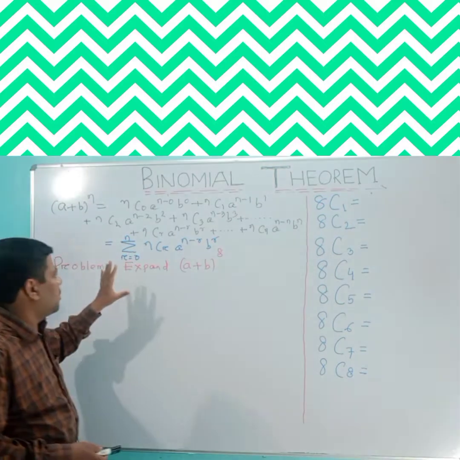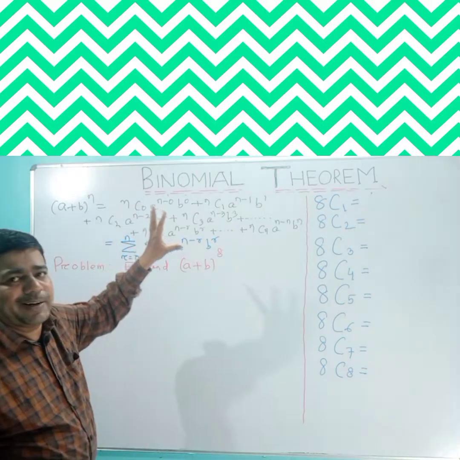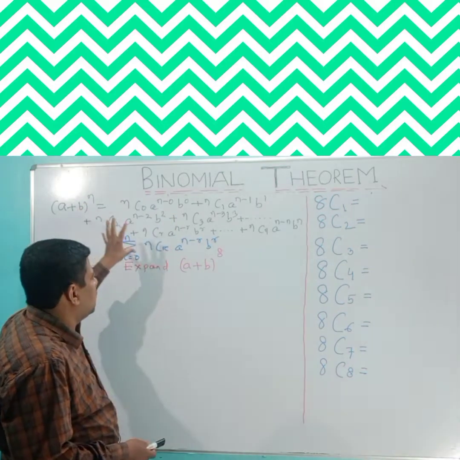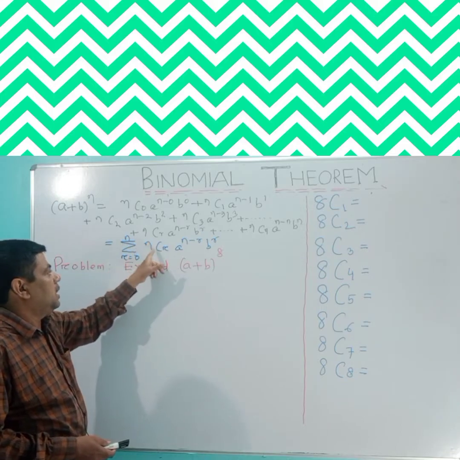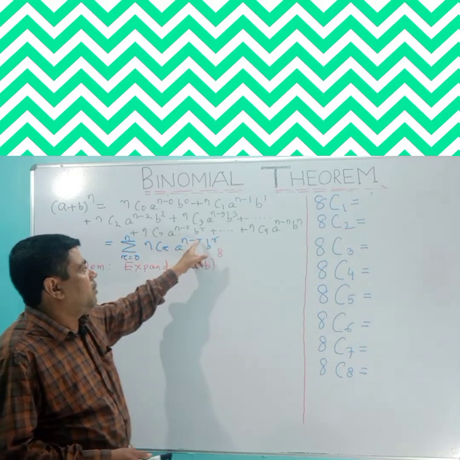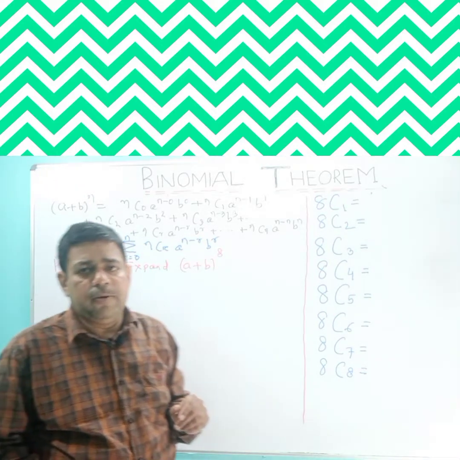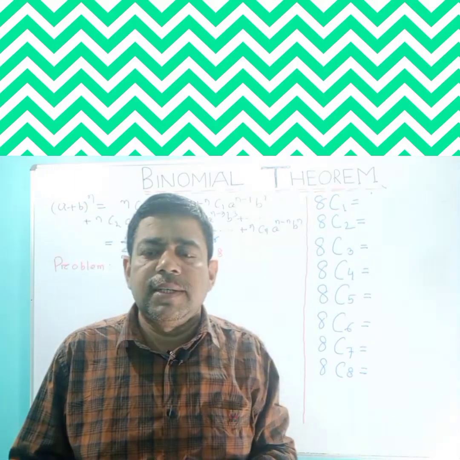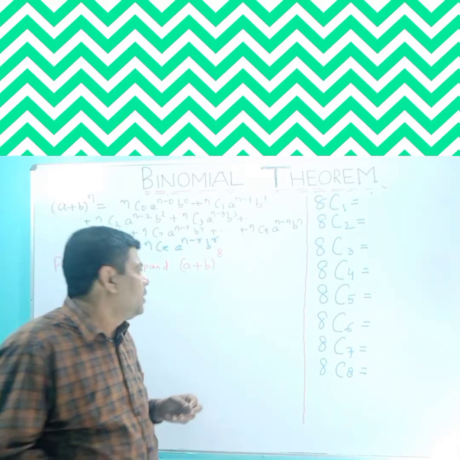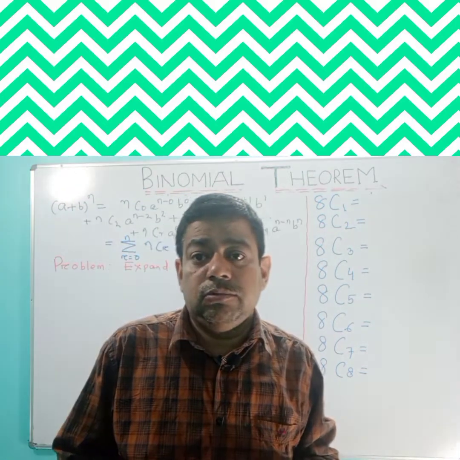Or in the short format, instead of writing in this expanded form, in the mathematical notation we can write the summation of nCr a to the power n minus r b to the power r, where r varies from 0 to n. This is the binomial theorem, and we already derived it in the first periods, and here I am going to discuss how to expand a binomial with the help of the binomial theorem.